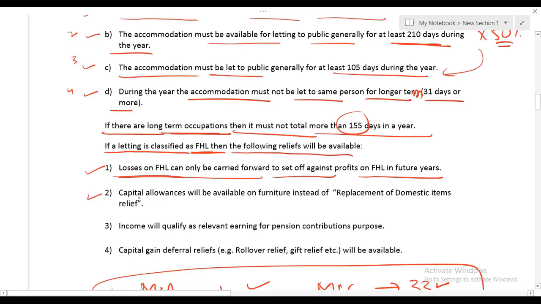Second, capital allowances will be available on furniture instead of replacement domestic items relief. You will not get any replacement furniture relief in case of furnished holiday letting. You will be getting capital allowances.